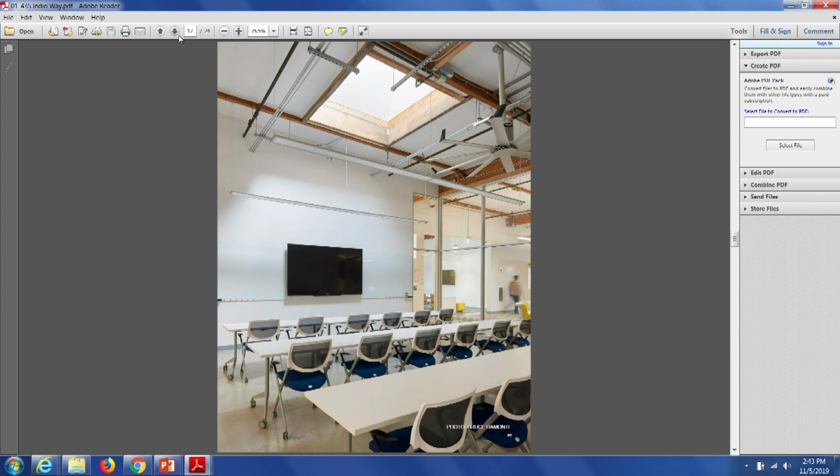Here's the interior of the building. It's got a good skylight. It's got exposed concrete floors. They're renting it out. It's in Silicon Valley. It's being used by a lot of tech companies.